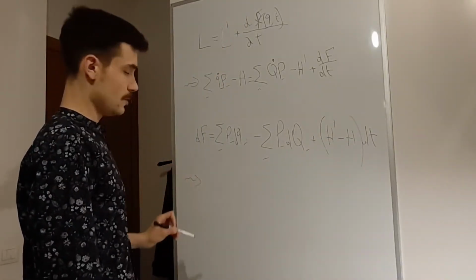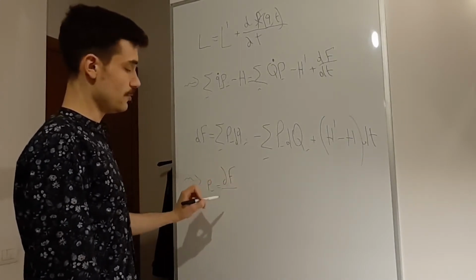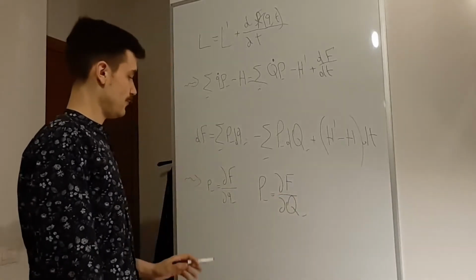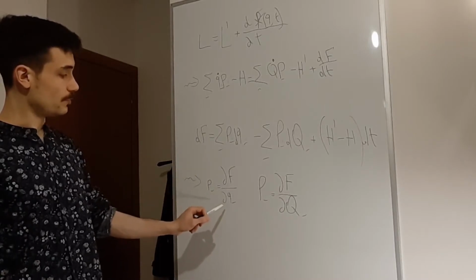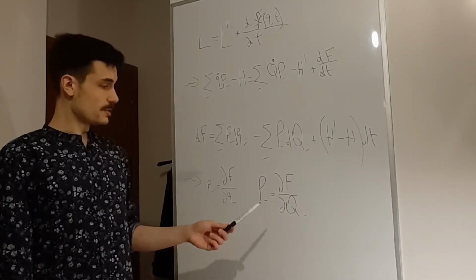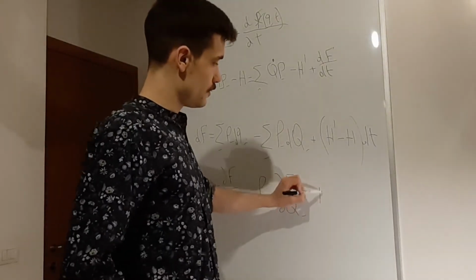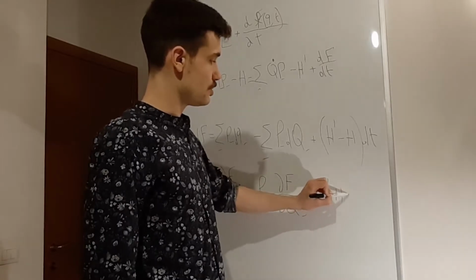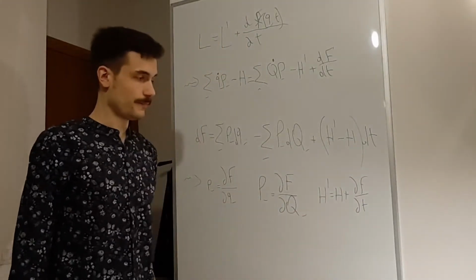From this, we can in the end find how we can put together the new and the old coordinates. In fact, the old momentum is equal to the derivative according to the old positions of the generating function. The new momentum is equal to the partial derivative according to the new position of the generating function. And in the end, H' is equal to H plus the partial derivative of F depending on time.